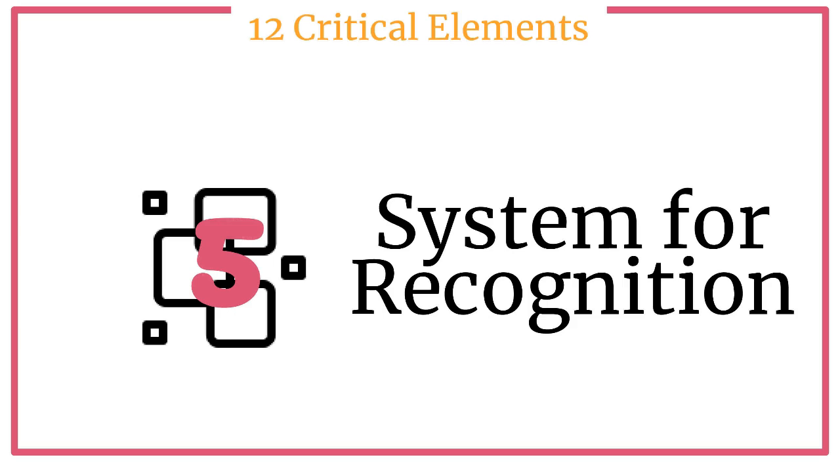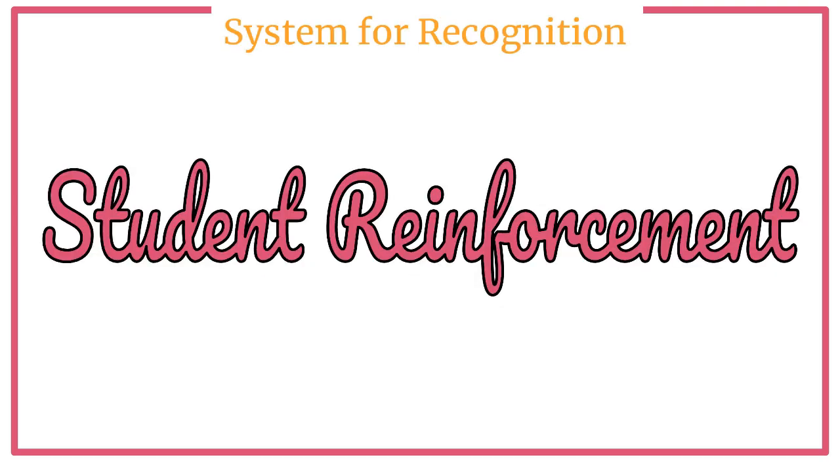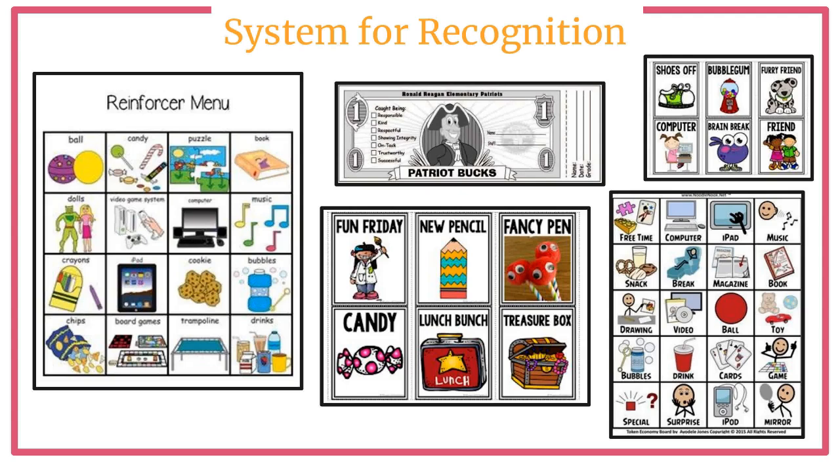The 5th element is having a solid system for recognition. Is your current system for recognition meaningful? Can you enhance your current system for recognition? Let's begin with student reinforcement. No matter what your reinforcement system, nothing will be effective if you're not offering items or activities that your students want. Be sure to survey your students to find out what they're willing to work for.